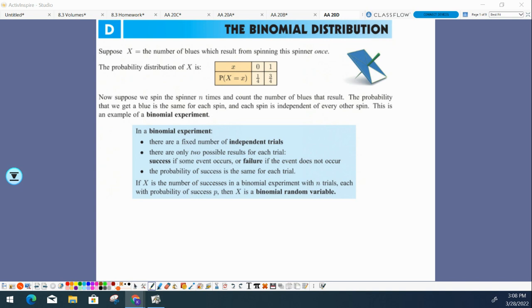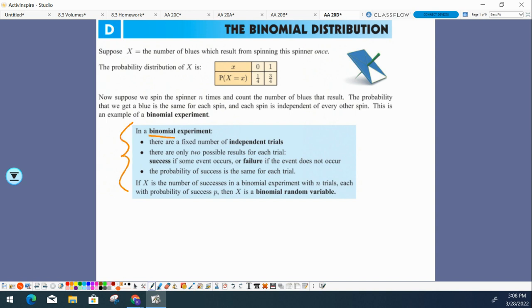20D is about the binomial distribution. And I'm going to say this is extremely important. I guarantee you, you will see a question on your IB test from this section. Okay, so the first thing I want you to write down is everything in the blue box.